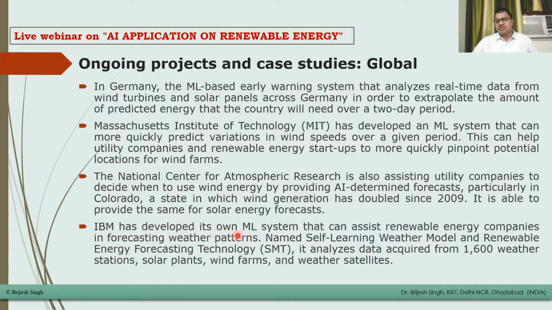Similarly, IBM has also developed its own machine learning system that can assist renewable energy companies in forecasting weather patterns, named Self-learning Weather Monitoring and Renewable Energy Forecasting Technology, SMT, and it analyzes data acquired from 1600 weather stations, solar plants, wind farms and weather satellites. In India, IBM has given support to renewable energy startups of other countries. So these are some ongoing projects which are already available at the global level.